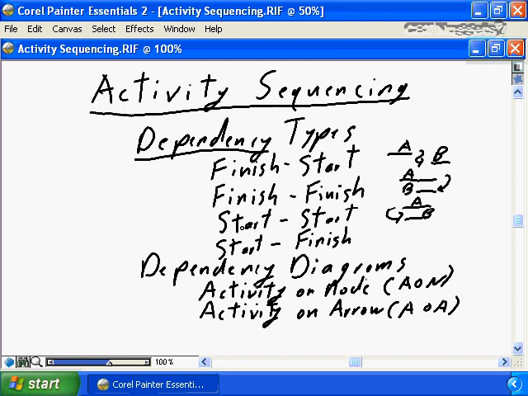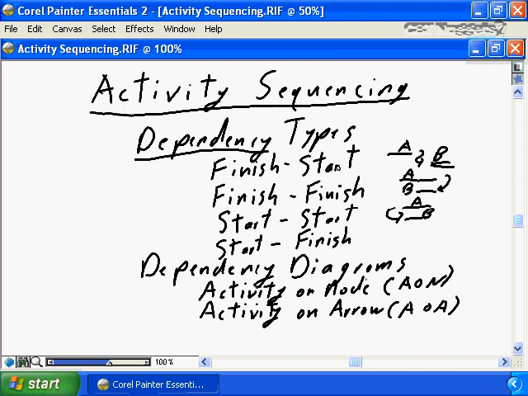Dependencies can be set up with 4 main types, with the most common being finish-start. Finish-start, simply applied, means that task B cannot start until task A has finished. Hence the link, hence the dependencies from A's finish to B's start. Used most commonly, probably 95% or better of all dependencies created in a project plan will be a finish-start type.